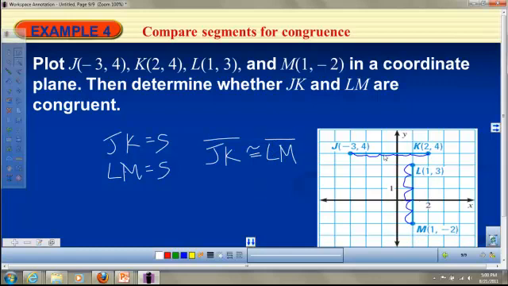The other way we could go about it, if you notice with horizontal lines, the y-coordinates are the same, so we could say JK is equal to the absolute value of the numbers that are not the same, so we would say -3 minus 2, and hopefully you can see that's the absolute value of -5, which is 5, and LM, you notice here with the vertical line, the x-coordinates are the same, so we take these two, and we say the absolute value of 3 minus a -2. 3 minus a -2 is the same as 3 plus 2, which again would give us 5.